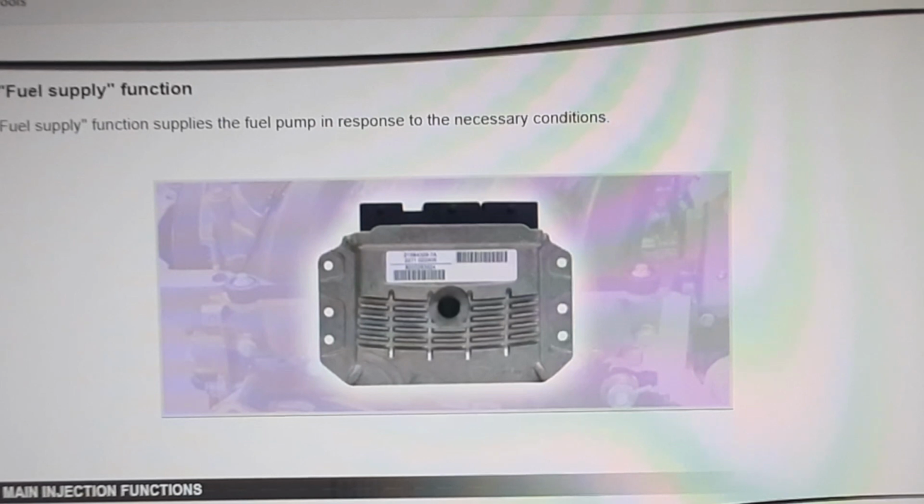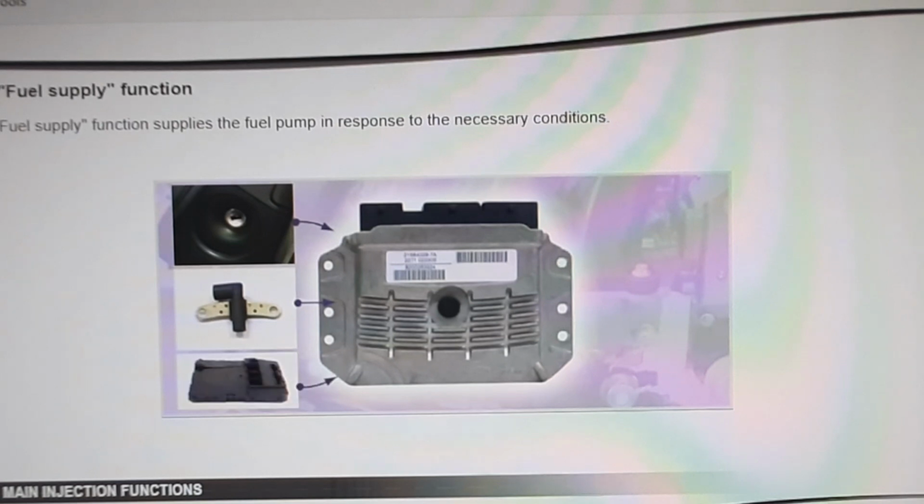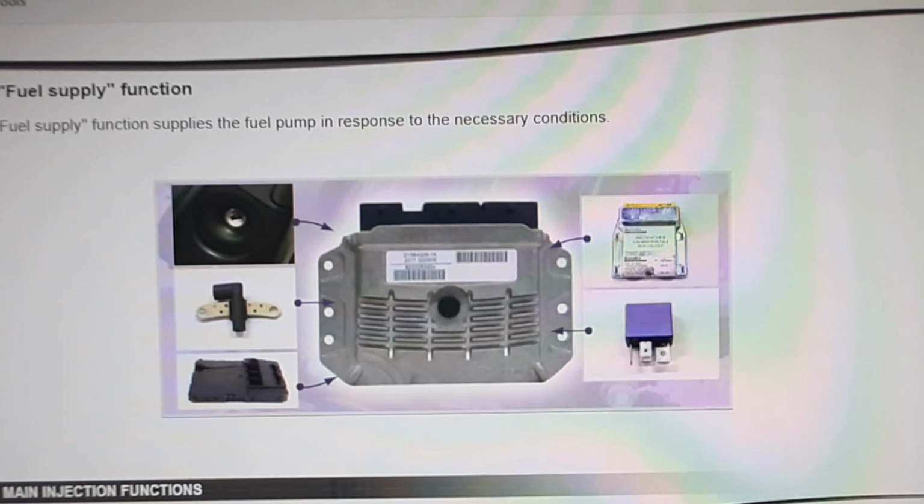The fuel supply function supplies the fuel pump in line with the necessary conditions. This function uses the following components: the positive after ignition feed signal, the engine running signal, the immobilizer signal, the impact signal, and the fuel pump supply relay.